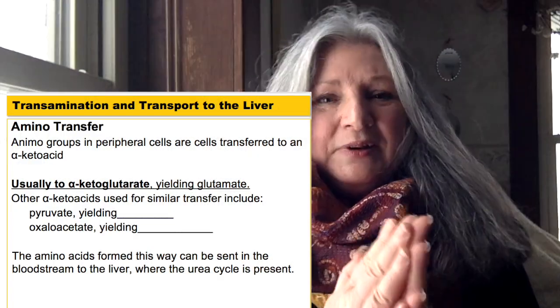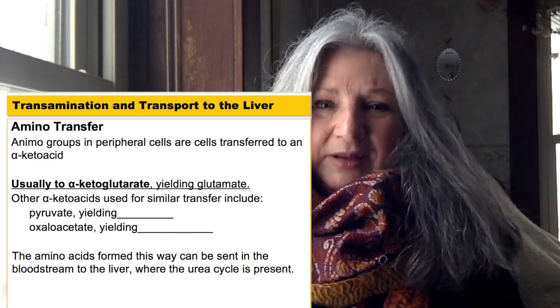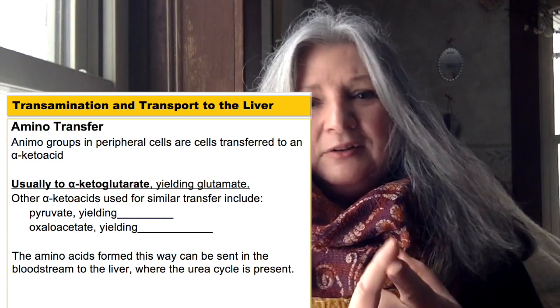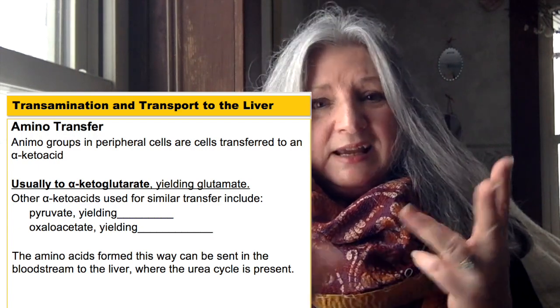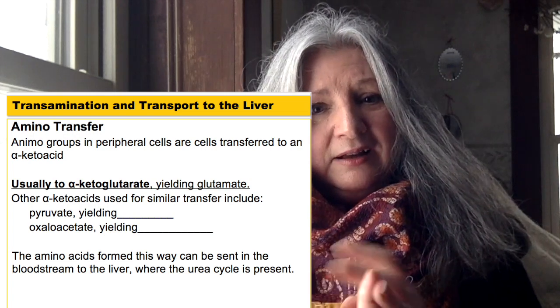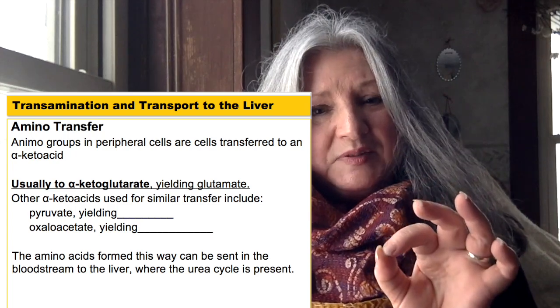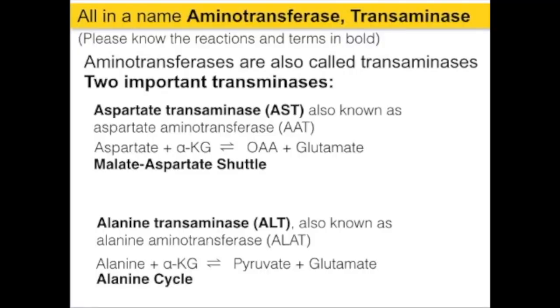That makes sense, right? We're going to transfer an amino group from an amino acid to an alpha keto acid. This can either be pyruvate, or it can be oxaloacetate, or it can be alpha ketoglutarate. Most of the time, it is alpha ketoglutarate. That's a major transporter of amino groups. There are 2 important transaminases. The first one is aspartate transaminase, AST, also known as aspartate aminotransferase, AAT. In this reaction, an amino group from aspartate is transferred to alpha ketoglutarate to yield oxaloacetate and glutamate.